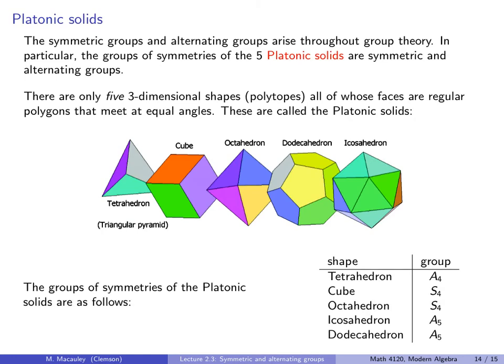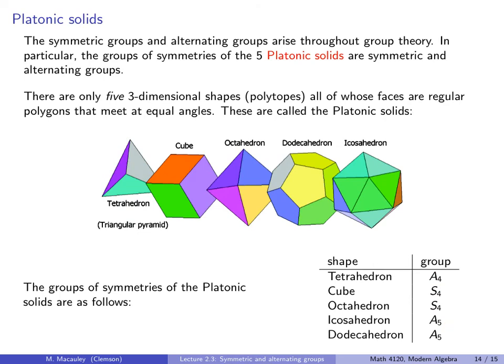The groups of symmetries of the Platonic solids are as follows, and this is not clear at all. Or maybe you can wrap your head around it for the tetrahedron, but for the larger ones, you just have to take my word for it, that for the tetrahedron, the symmetry group is A4. For the cube, it's S4. For the octahedron, it's S4. For the icosahedron, it's A5, and same for the dodecahedron.